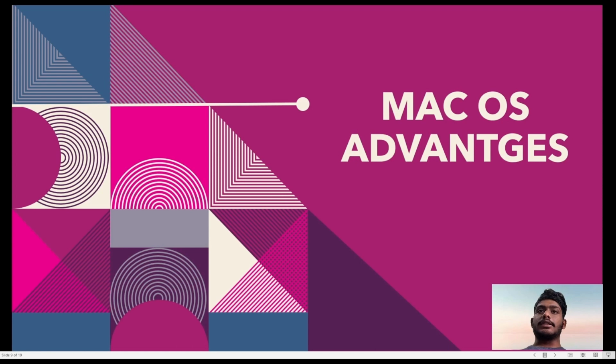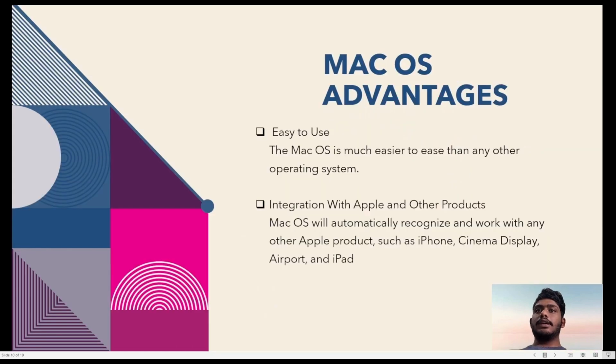Advantages of the Mac operating system. Mac operating system is one of the easiest to use operating systems. Its integration with Apple and other products is incredible. Mac operating system will automatically recognize and work with any other Apple product, such as iPhone. It creates an amazing ecosystem so that Apple users need not worry and can easily use their devices and transfer their files between their phones and their laptops.